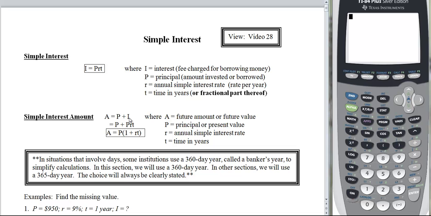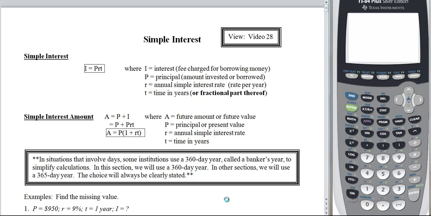But now, to work this formula out and get a much simpler formula, if you'll notice, I substituted PRT in for I, and I factored out P. So the formula I'd like you to have on your formula sheet is this one right here. A is the future amount or future value. P again is principal or present value. R is annual simple interest rate. And T is time in years.